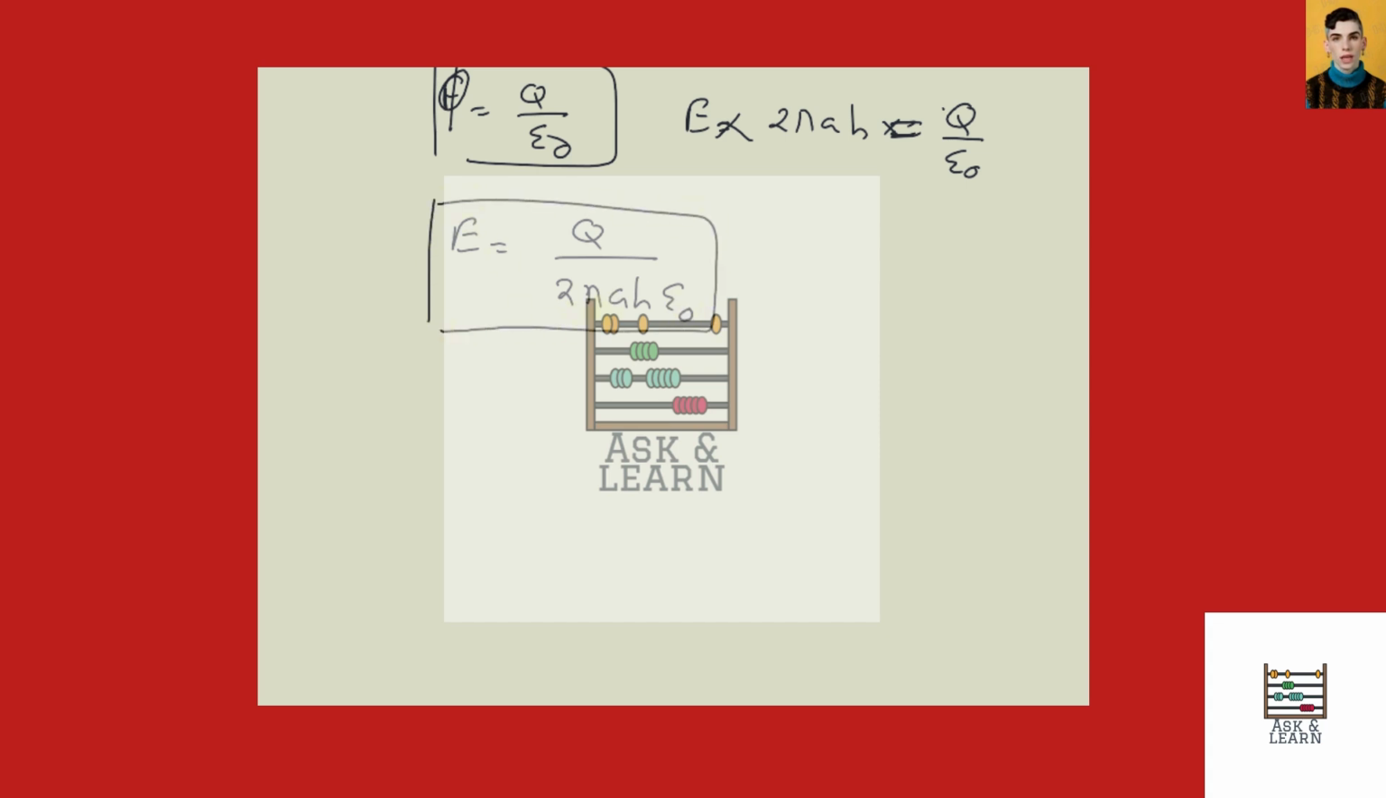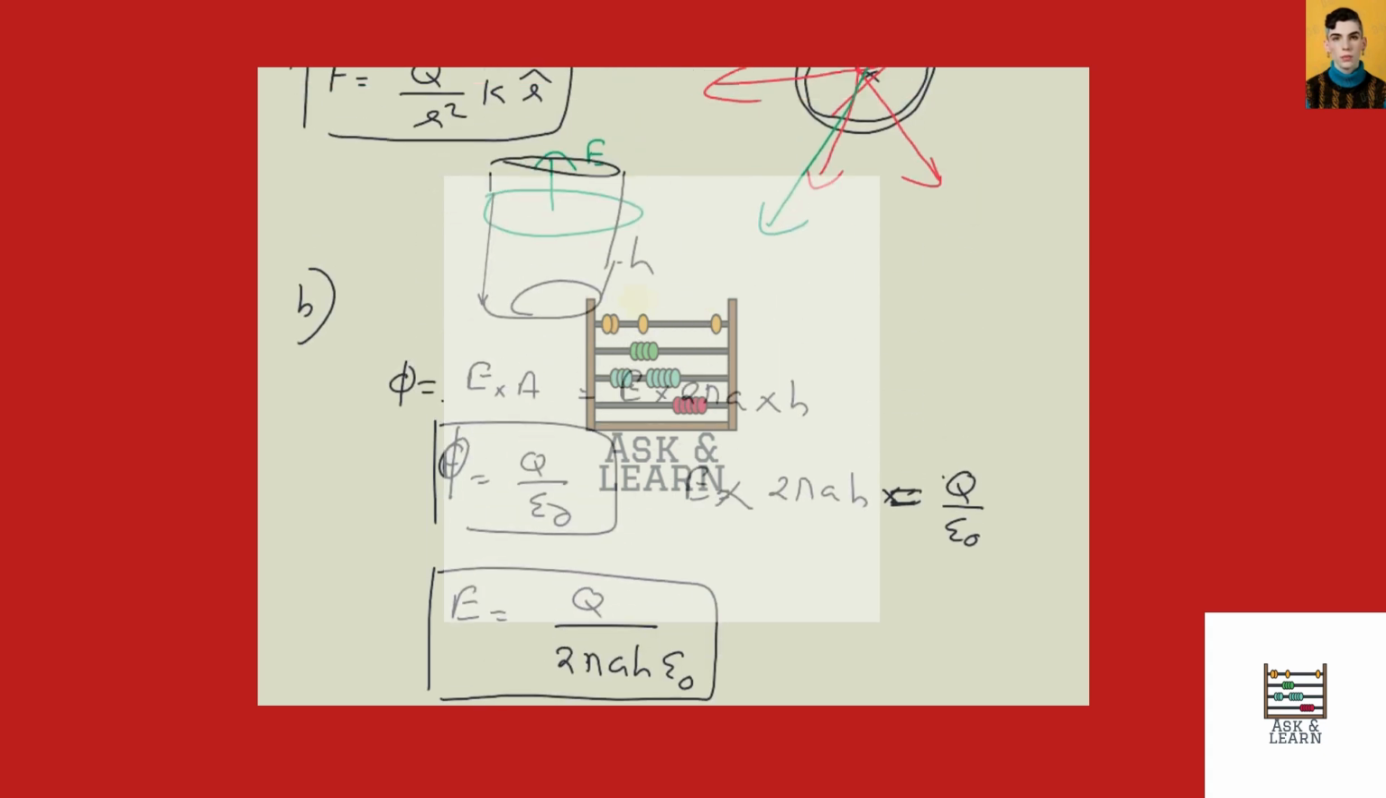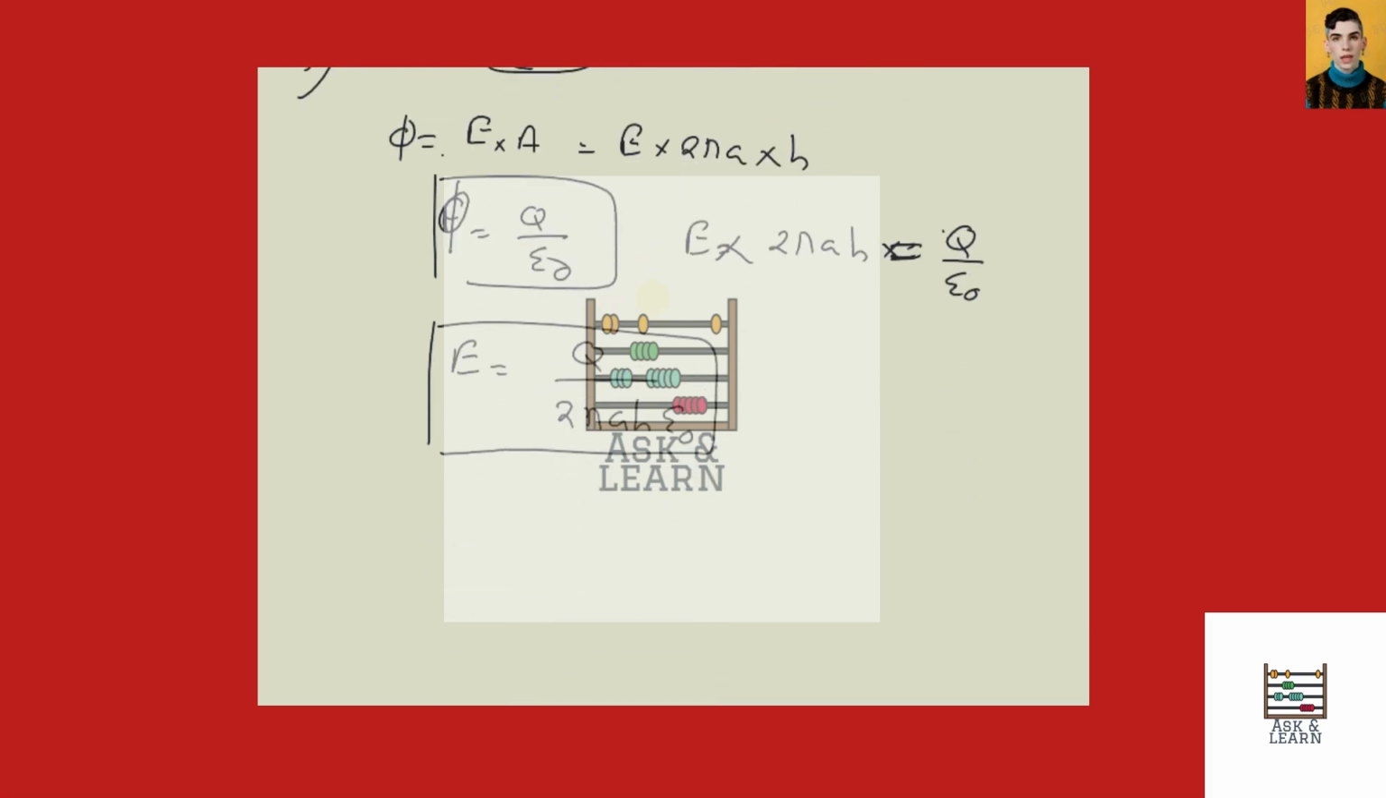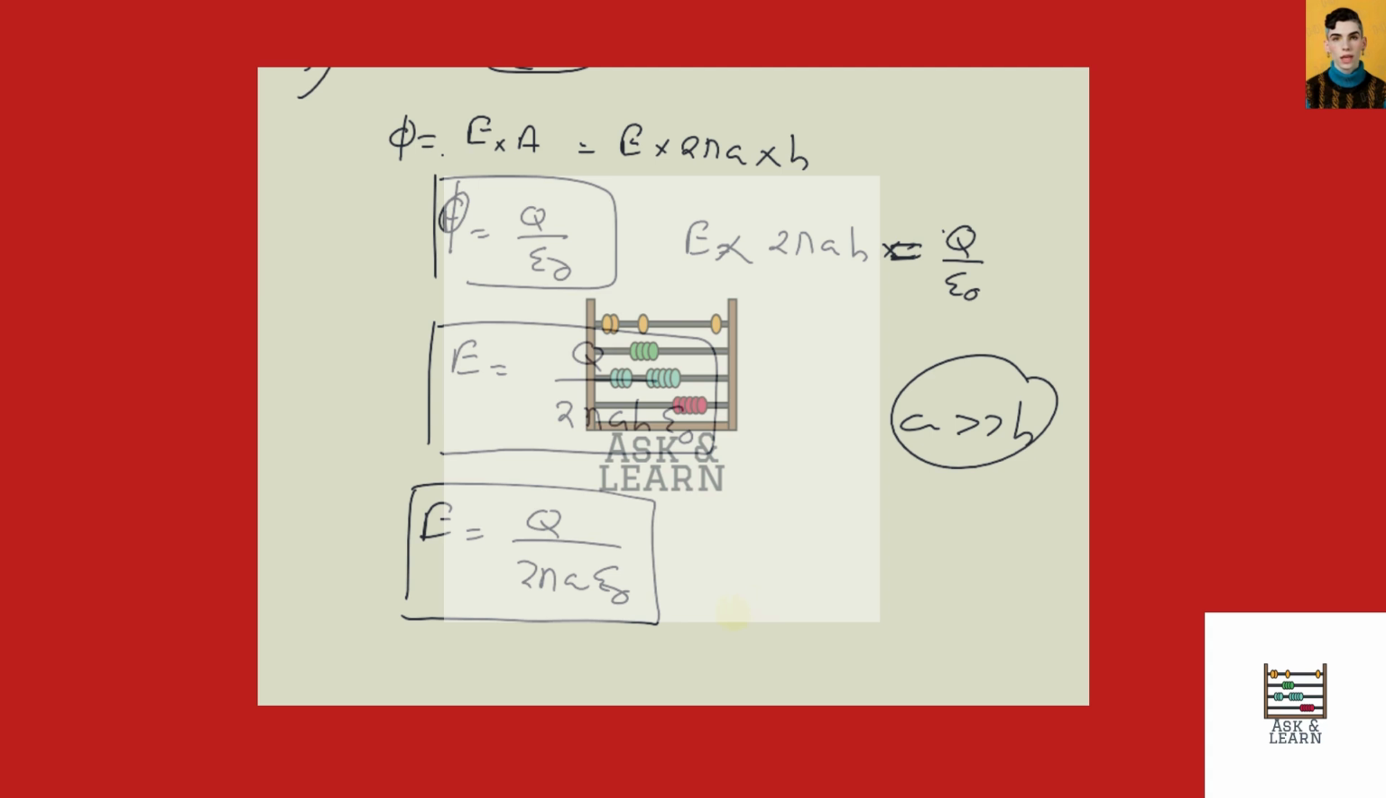Here, h we can assume to be infinitesimally small. Let's say A is very much higher than h. So E will be equal to Q by 2 pi A epsilon 0. That is the electric field at the center of the loop given by this equation. So this is the solution. I hope you find the solution useful. Thank you.